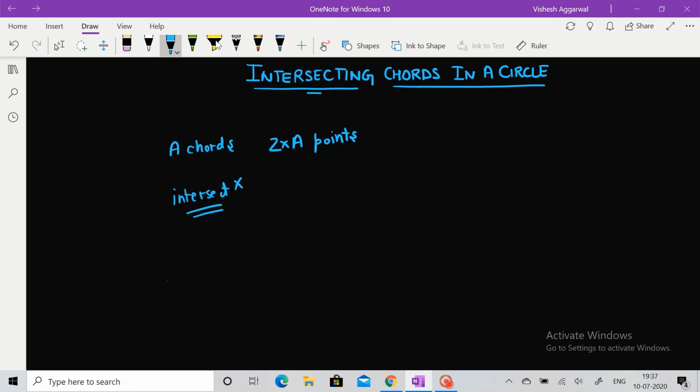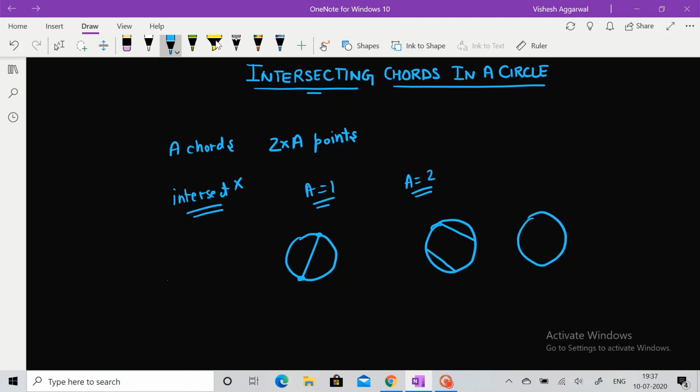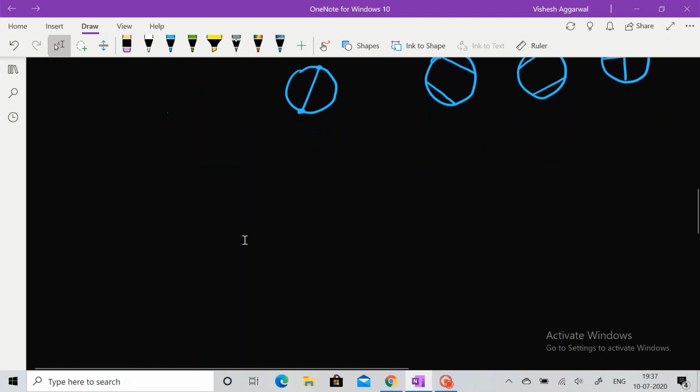So let's see with the help of an example. Suppose if A is equal to 1, then there is only one possible case in which we can draw the chords. Suppose A is equal to 2, then we can draw the chords like this, or we can draw the chords like this, but we cannot draw the chords like this because in this way they are intersecting. So let's see for a larger value of A how we can develop an answer.